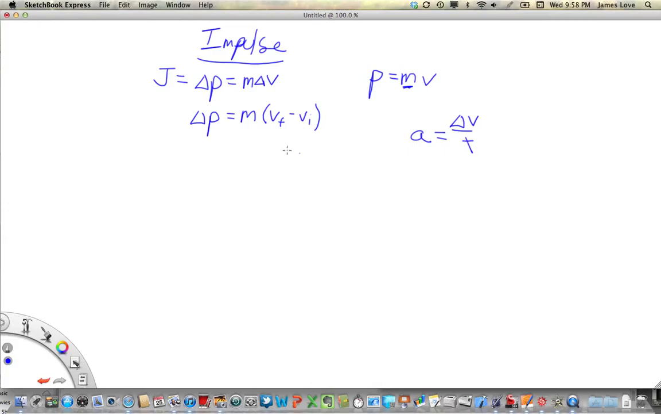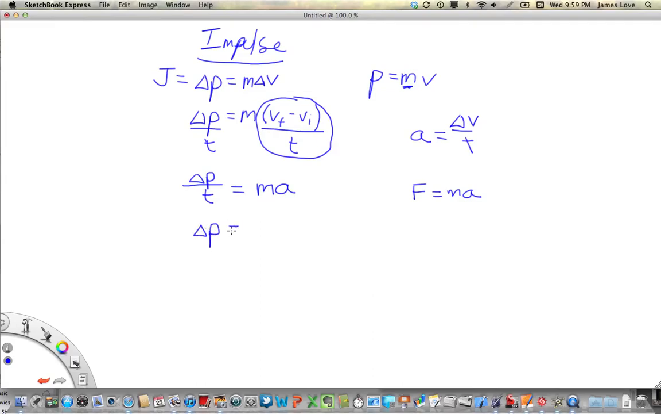So if you divide both sides by time, which we can do algebraically, we get change in momentum divided by time is equal to mass times acceleration, right? Where this term here is equal to acceleration. And hopefully you remember that force is equal to mass times acceleration. So what this all boils down to is the fact that the change in momentum is equal to ma, which is force, times time.